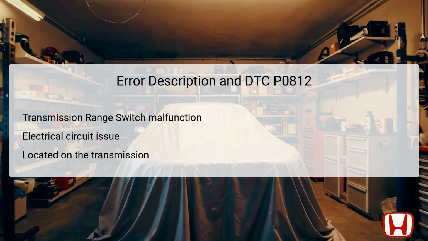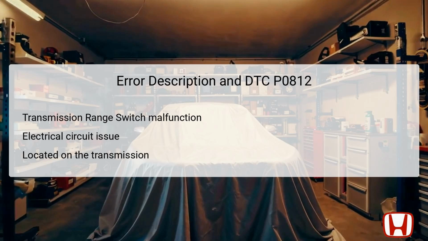The transmission range switch is pivotal for sending signals to the powertrain control module, PCM, about the current position of the gear selector. This switch helps the PCM determine whether the vehicle is in park, reverse, neutral, or drive.